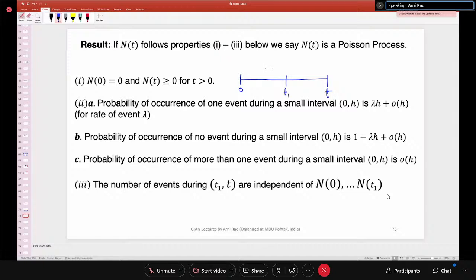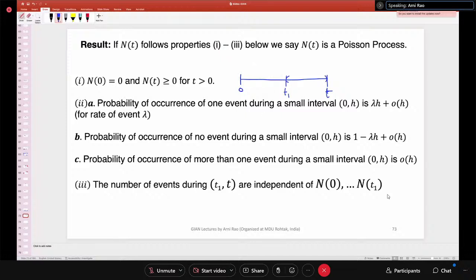So the number of sixers in this interval, whatever was done already, is not influencing the number of sixers here. That's what it means. The number of events during this interval T1 to T is independent of the number of events of the earlier interval.